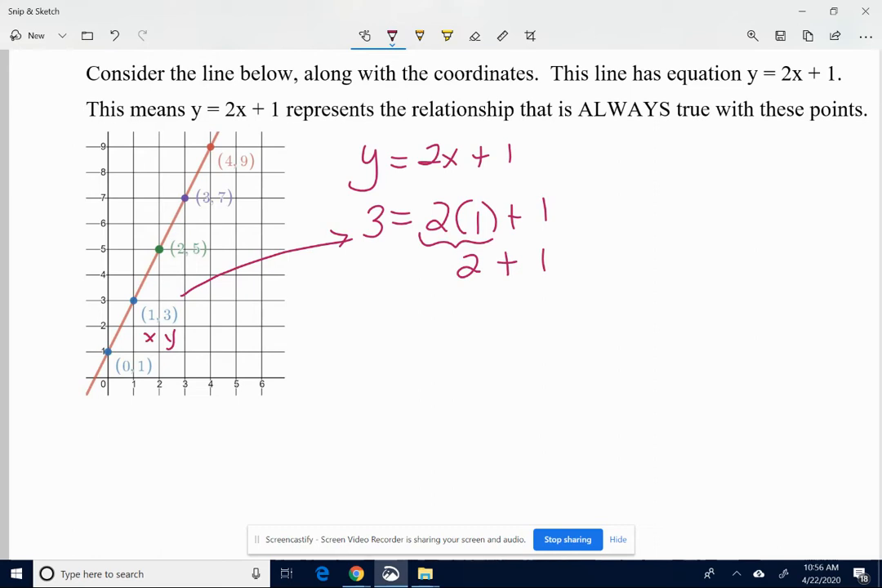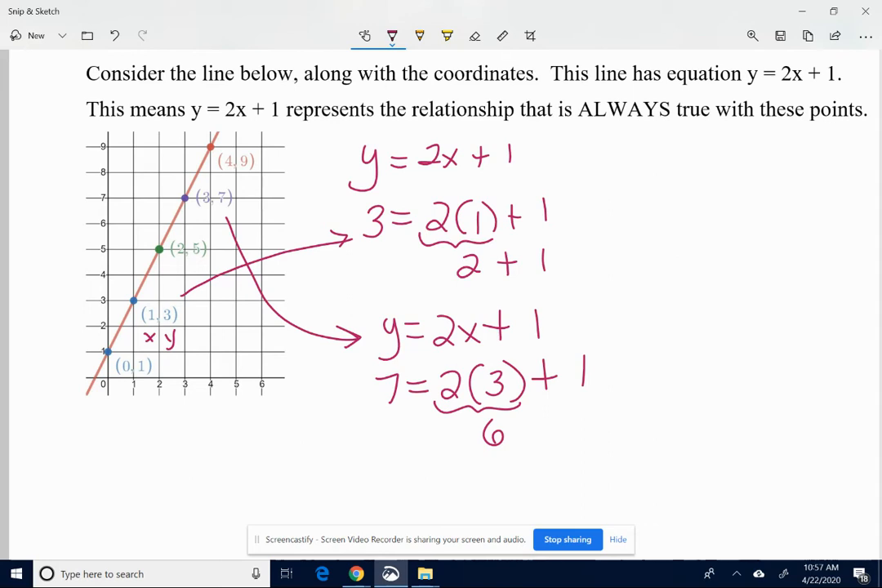Let's just take another one. Let's take (3, 7). This equation tells us that the y value of 7 must equal 2 times the x value of 3 plus 1 more. Let's check it out. 2 times 3 is 6. The y value of 7 does equal 2 times the x value plus 1, because they both equal 7. Is this kind of making sense? And again, you're going to do this in a lot more detail next year, but I just want you to get that basic understanding. The equation of a line just tells you the relationship that is always true.